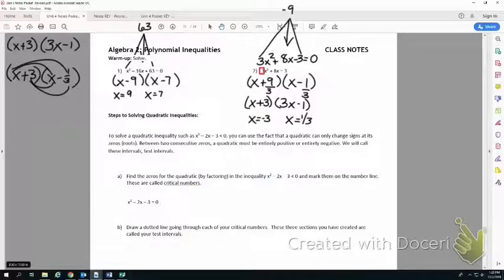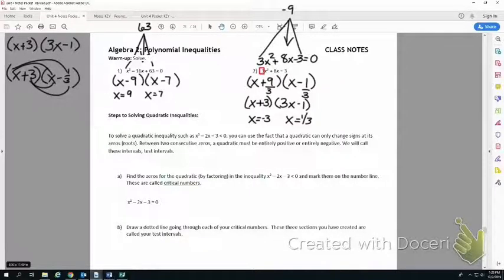So, getting into today's stuff, we're going to look at solving quadratic inequalities. So, solving quadratics means factoring. And now we're going to have inequalities, which means our answer, the majority of the time, won't be just one number. It's going to be a range of numbers.